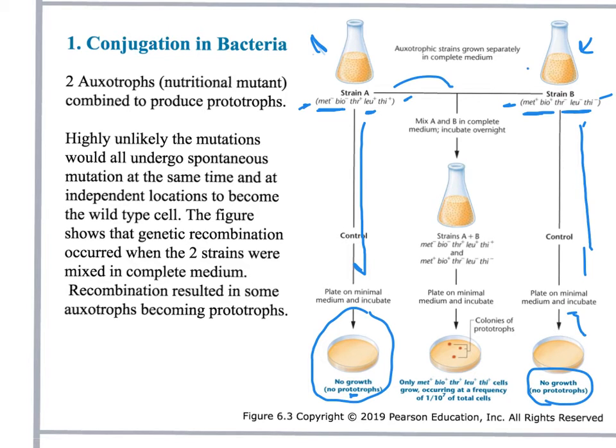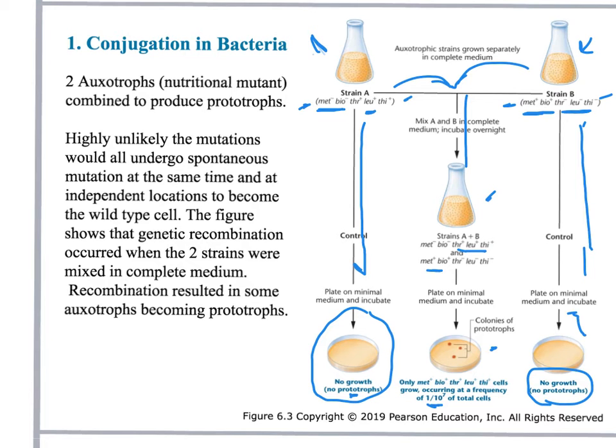But when you combine them into one, that means you have methionine, biotin, threonine, leucine, and thymine all present in this container. Then you put it on this minimal media and incubate it. When you mix them and put them on this plate, you wind up with cells growing at a frequency of 1/10⁷ of the total cells. So 1/10⁷ is still a really small amount. It's still a rarity, but we know it does happen.